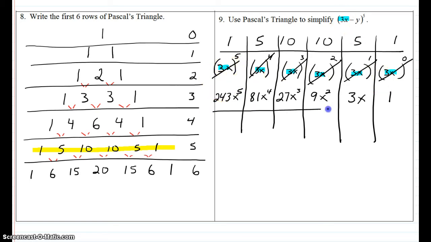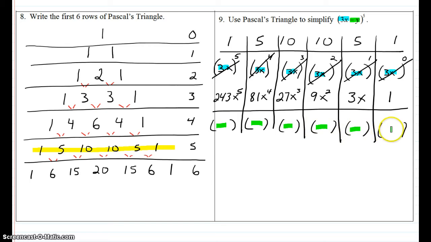Now draw a line and put another set of parentheses in this row. And now the second term, the negative y, we are going to put in all these parentheses. And it's very important that when you do this, you include the negative.